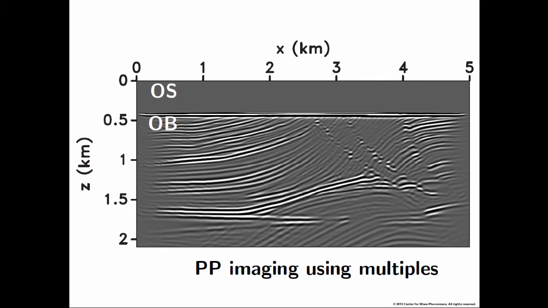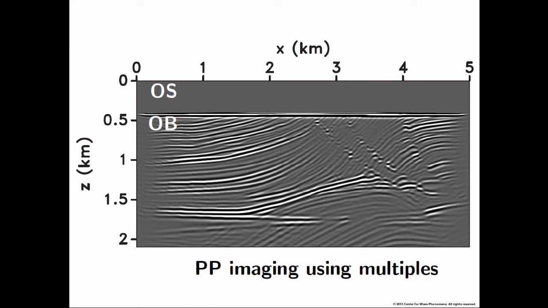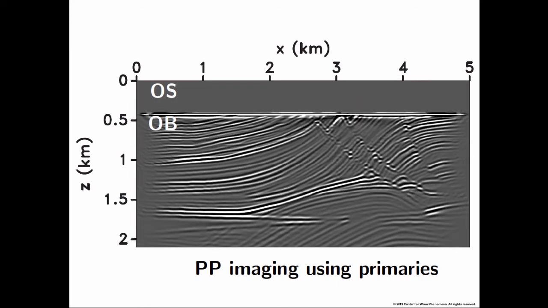For comparison, I also do the PP imaging using the primary waves. You can see in the deep part, it's almost the same. But for the shallow part, the PP image using the primaries is a little bit stronger than the multiples. This is because for the primaries, we're placing the receivers very close to the ocean bottom, so they can collect more reflections from the shallower interfaces, which have a very large slope.